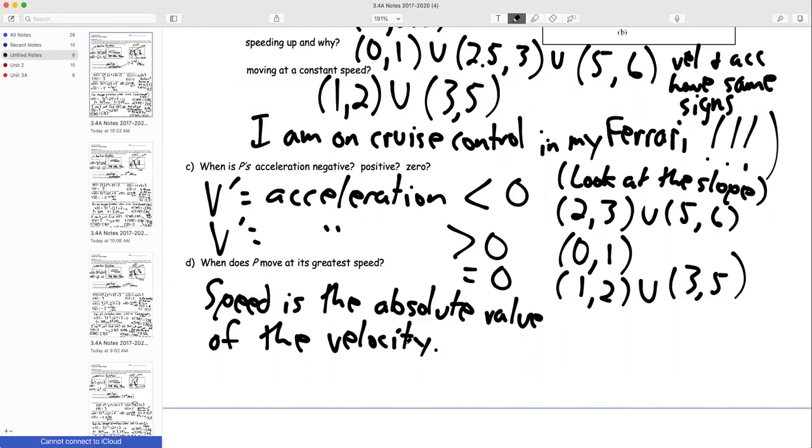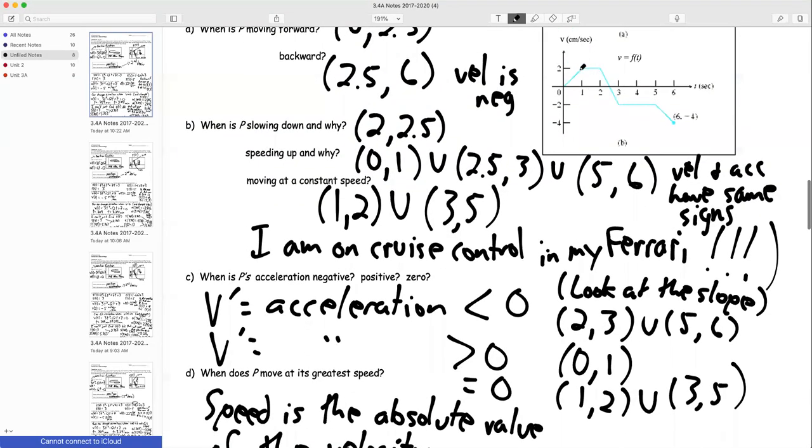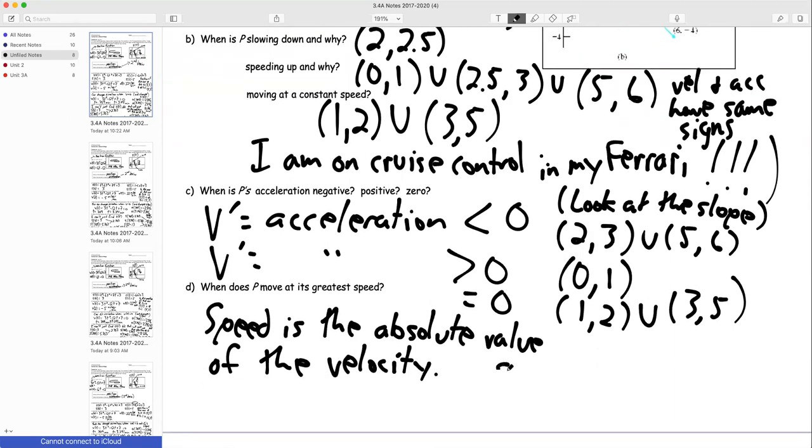So I'm going to look at my velocity graph and find when it has the greatest value, either positive or negative. So there it's 2, and there it's like negative 2. The greatest value, absolute value, would be right here at negative 4. So its greatest speed is going to be when t is equal to 6. Distance from the x-axis. That makes sense? Correct. All right.